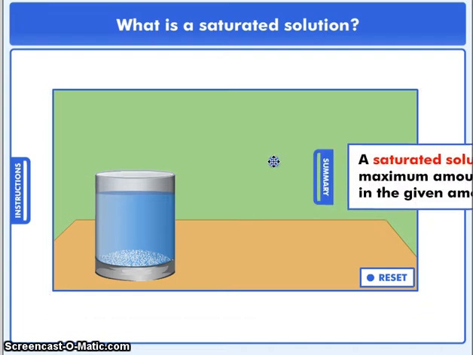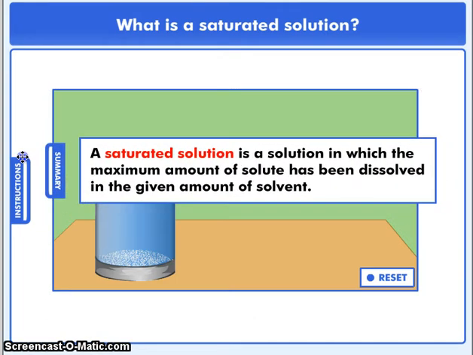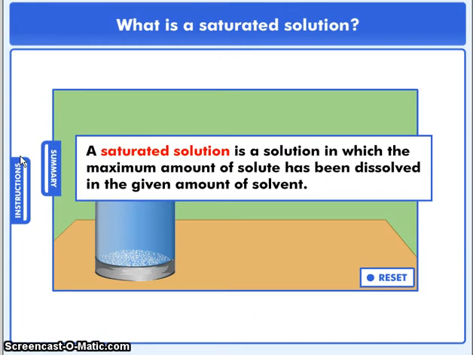So I want you to make sure that you understand this. A saturated solution is a solution in which the maximum amount of solute has been dissolved in the given amount of solvent. In other words, a saturated solution means the maximum amount of substance is dissolved in the liquid you're putting it in, and it can no longer dissolve anymore.